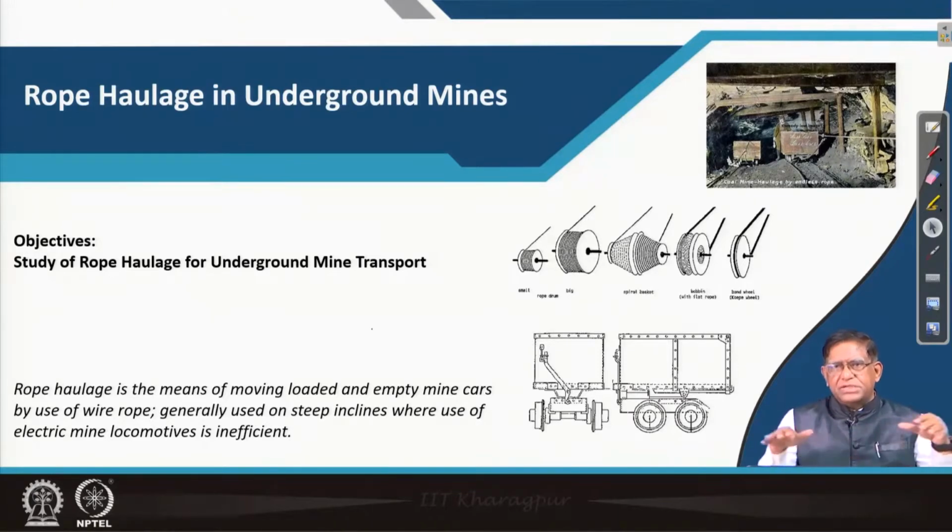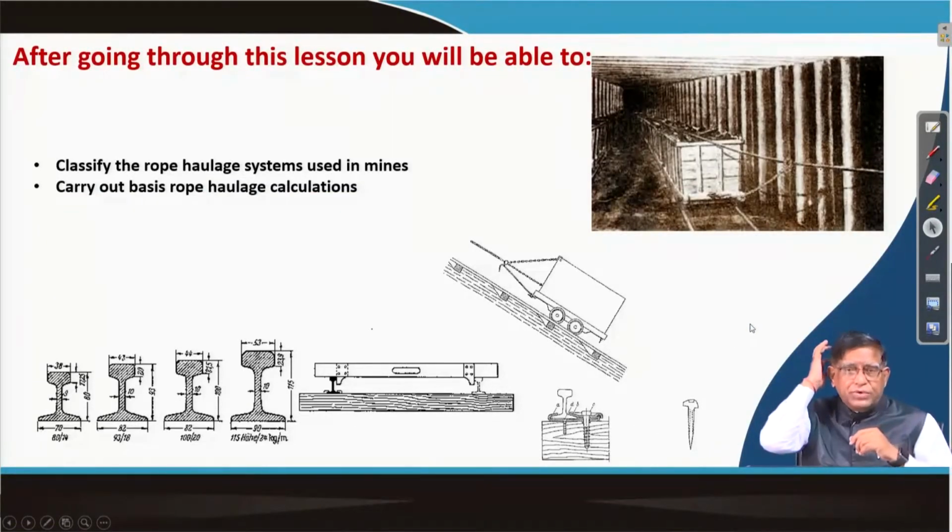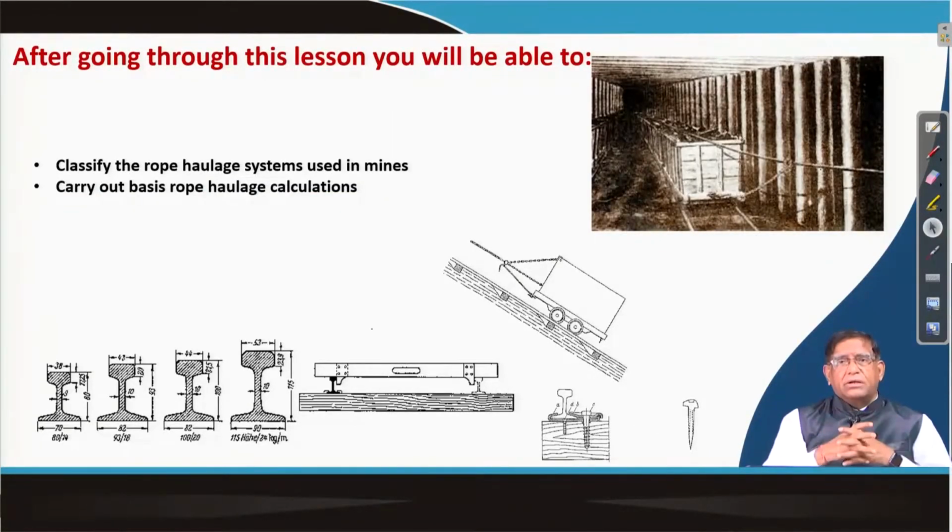A very steep incline can be negotiated with it, because as we learned, a normal conveyor belt cannot work on an incline which is more than near the angle of repose, and there are limitations in using locomotives as well. We will be discussing a few things about locomotives in a later class, but today we will be discussing how we classify the different types of rope haulage system, and also we will try to do some very basic calculations with rope haulage.